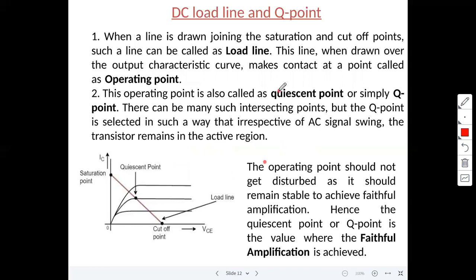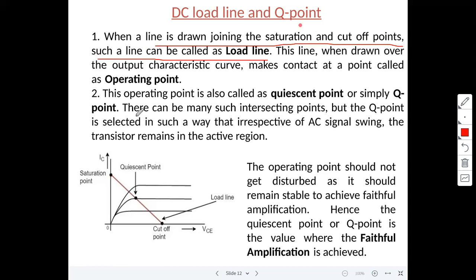Okay, now we studied the DC load line in detail. Now consider these are all the CE configuration output characteristics. How to draw the DC load line, we already know. When a line is drawn joining the saturation and cutoff points, such a line can be called a load line.